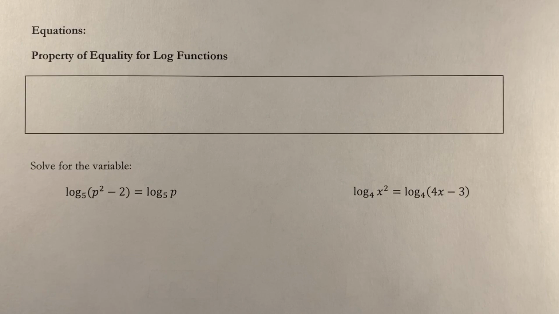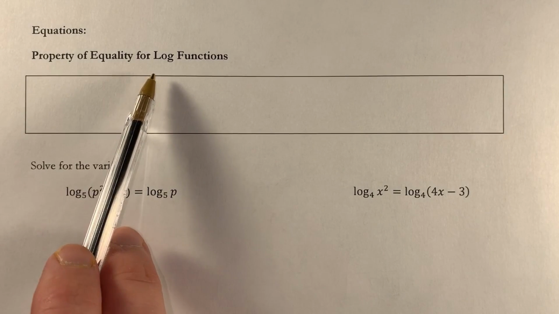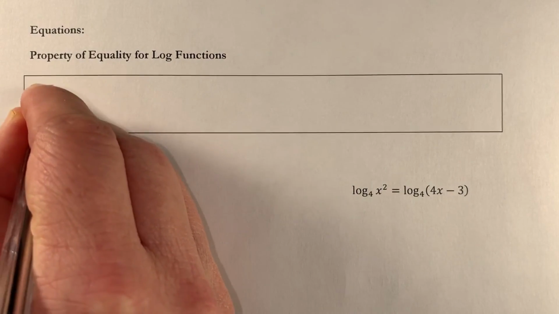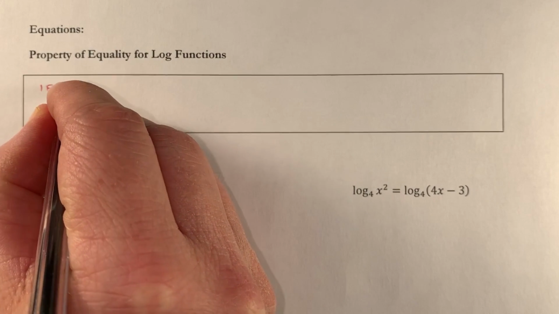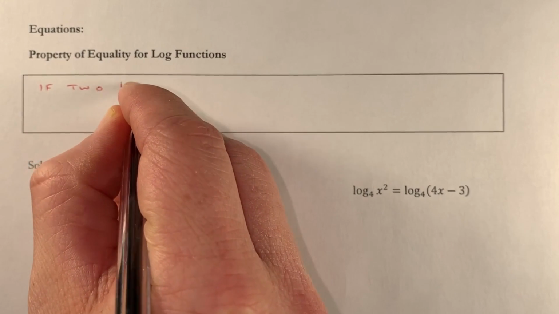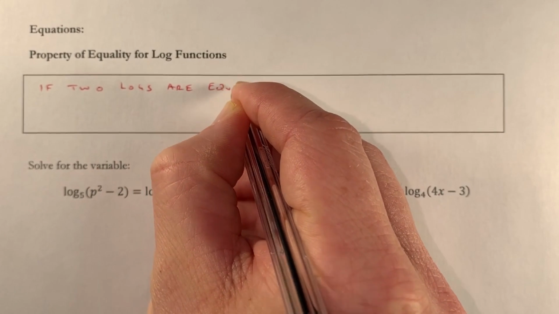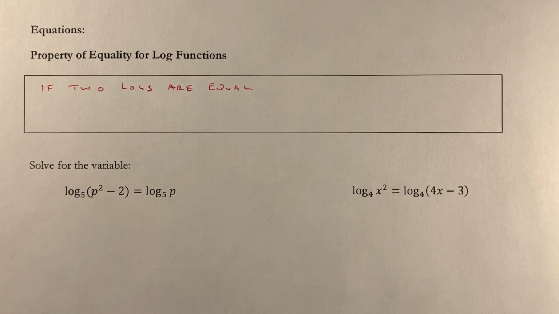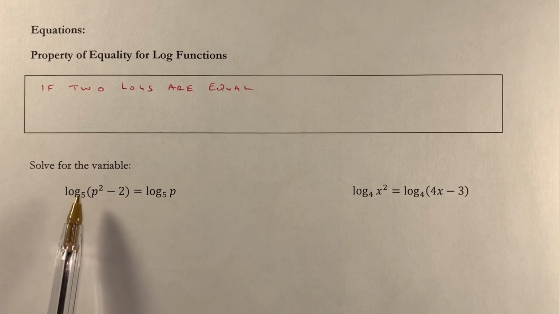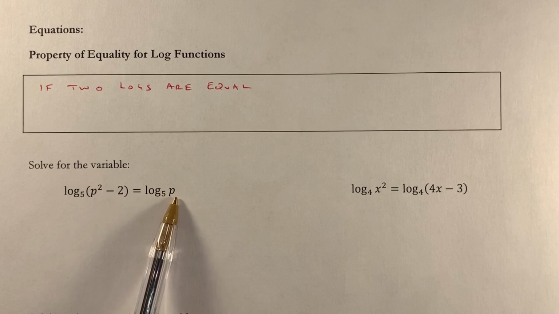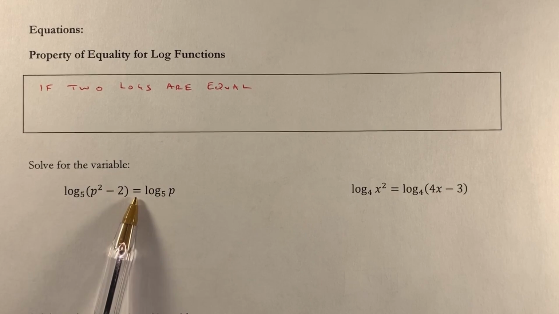Hey guys, today we are going to solve some equations involving logarithms, and we'll start with the property of equality for log functions. So that property says if two logs are equal, that just means there's a log on one side and a log on the other, like this. Log base 5 of p squared minus 2 equals log base 5 of p. They are equal because there's an equal sign between them.